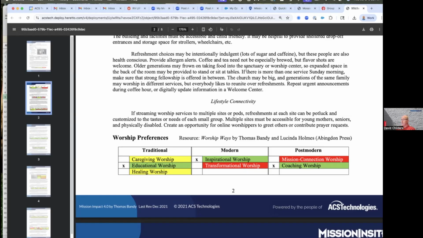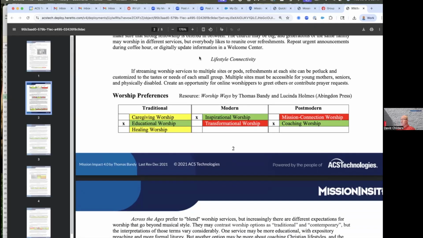And that's what he says right here. And it talks about what the worship preferences are for these folks. If they're traditional church, very educational worship. If it's an inspirational service, as in modern, more contemporary, or postmodern, they're looking for a coaching kind of worship. Now, I'll give you two things here, just FYI.